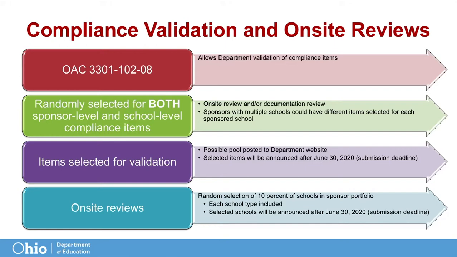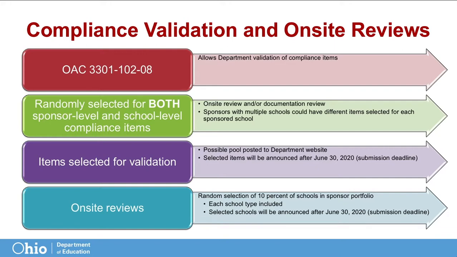Sponsors will be notified of the specific compliance items selected for validation prior to the actual on-site review, but after the on-site review is scheduled. Every school is evaluated for compliance and will factor into the final calculation. However, a minimum 10% of a sponsor's schools will be randomly selected by the third-party vendor for the on-site review. At least one of each school type, for example, site-based, e-schools, dropout prevention and recovery schools, will be randomly selected to be included in the sample.